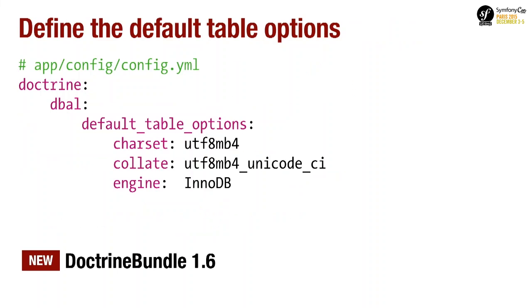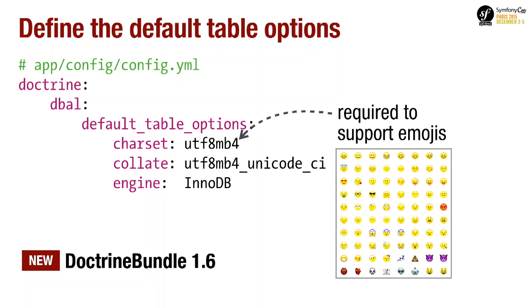Another small but nice one, default table options. Again, don't waste your time defining again and again the same option for your tables. You can define it under the dbal option if you are using the new Doctrine Bundle 1.6. You can define the charset, the engine, all the common stuff for the database. By the way, that charset, maybe if you haven't seen it before, it's a bit strange. This is, in fact, necessary to store emojis in the database. If you don't have that charset, you cannot store emojis in the contents of the database. So maybe you'll need these default table options.